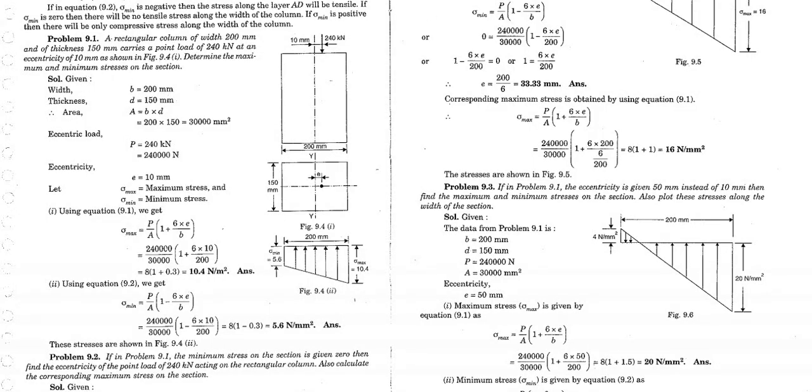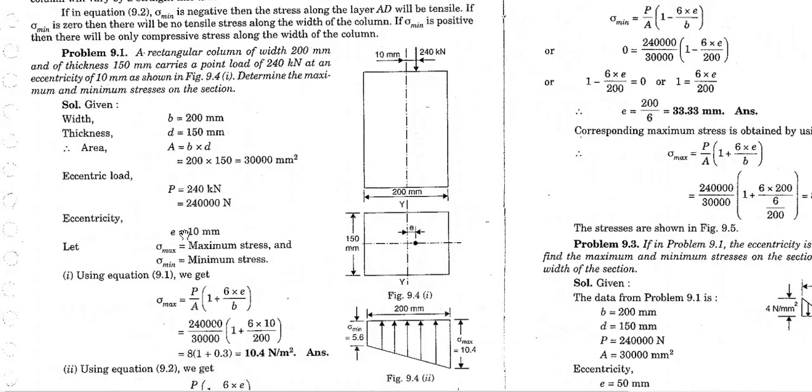So let's just expand this. See what the question says. A rectangular column of width 200 millimeter and thickness 150 millimeter carries a point load of 240 kilonewton at an eccentricity of 10 millimeter as shown in this figure. Determine the maximum and minimum stresses on the section.